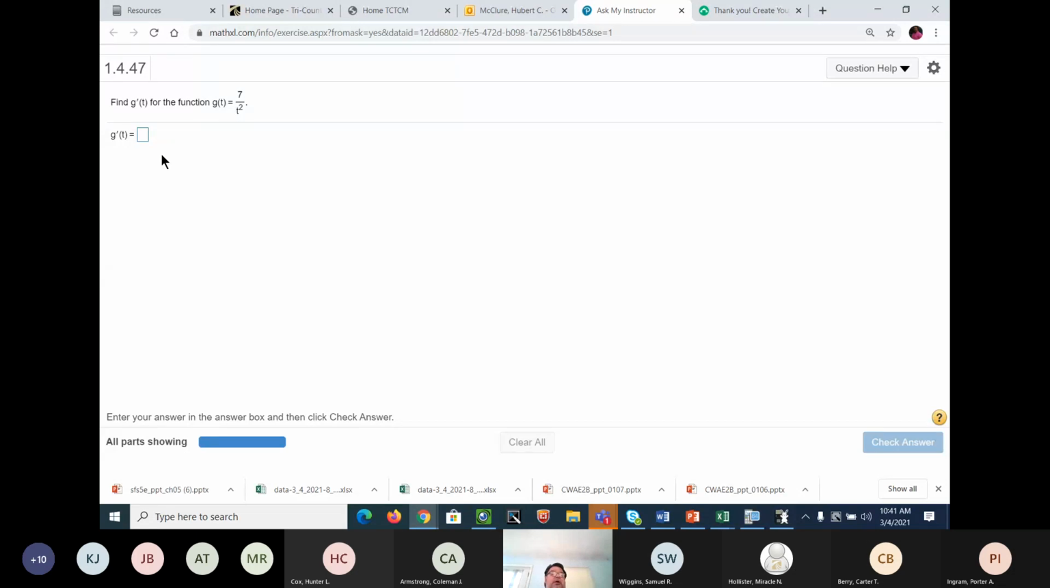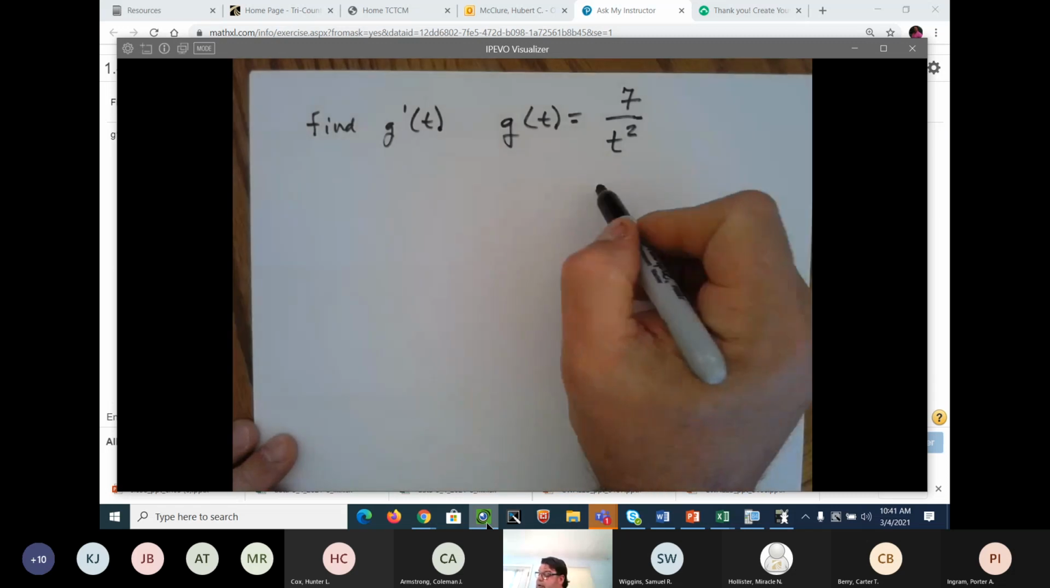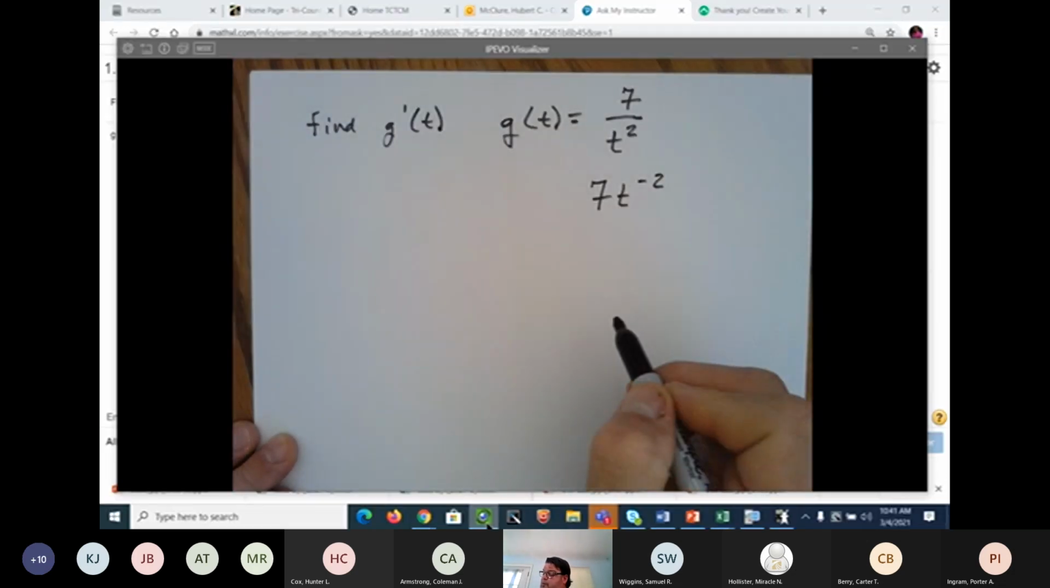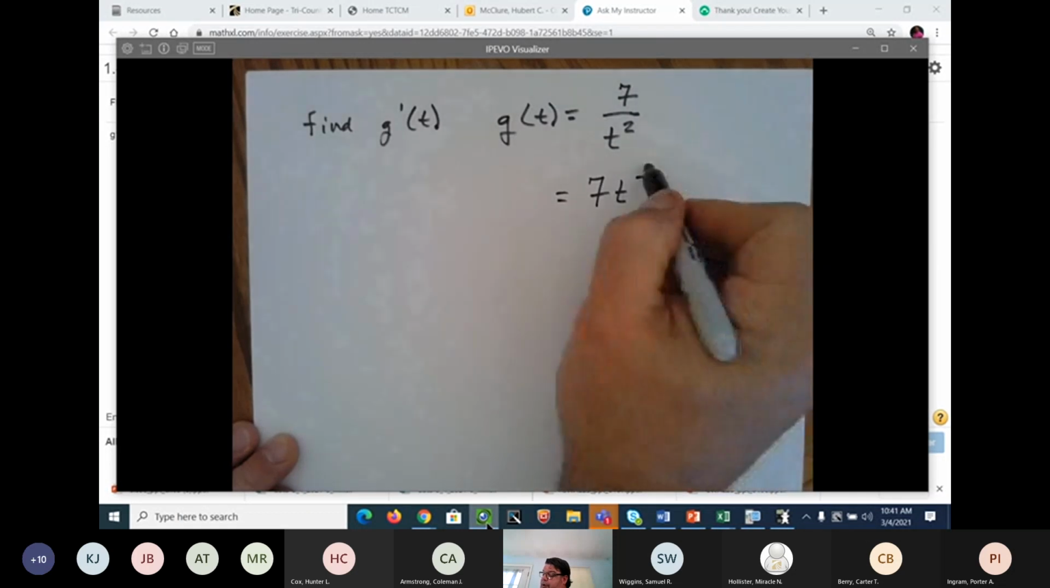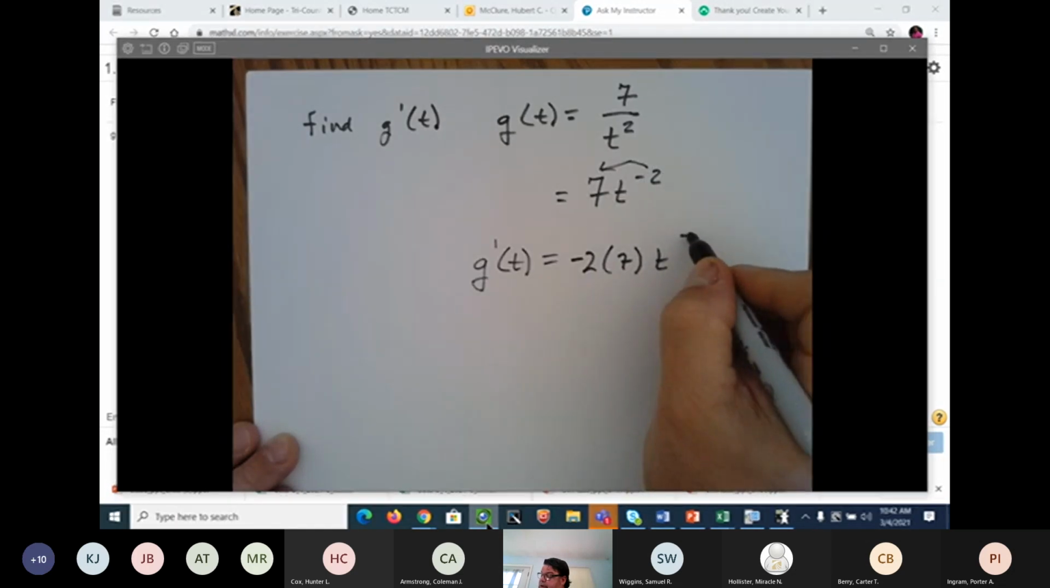All right. So this is basically calculus. Find g prime of t when g of t is equal to 7 over t squared. First thing I'm going to do is rewrite it: 7t to the negative 2. Pull that out front, and that becomes g prime of t, because you're using the power rule, negative 2 times 7, t to the negative 2 minus 1.